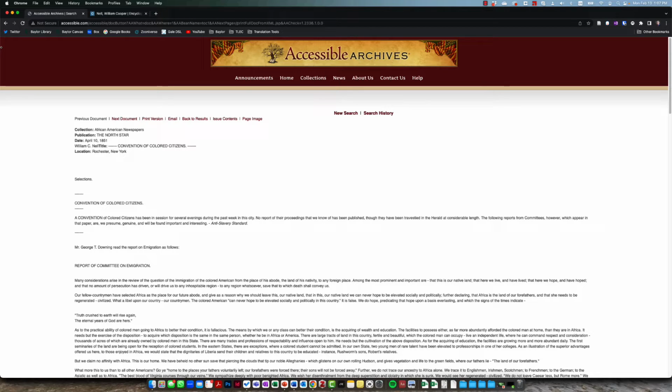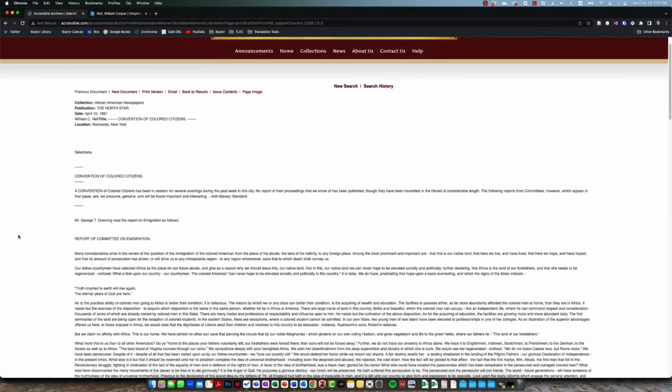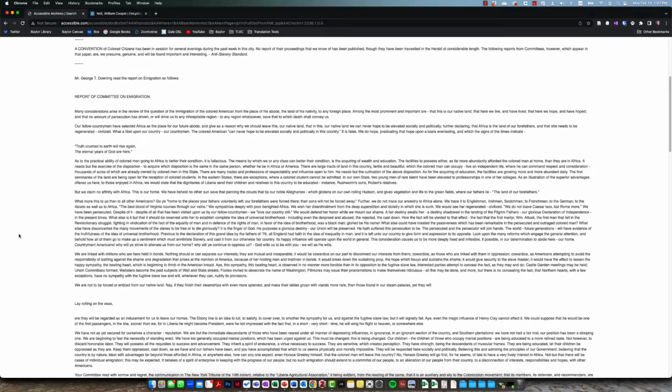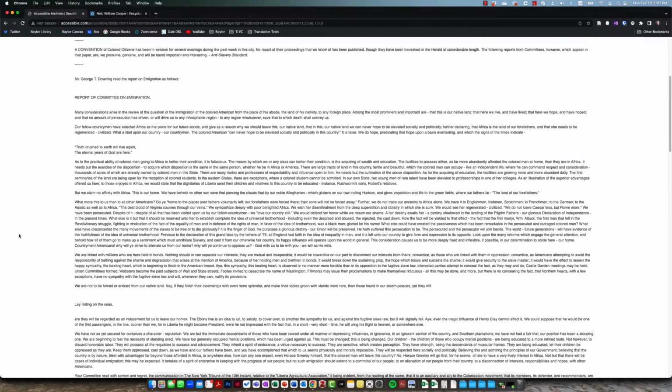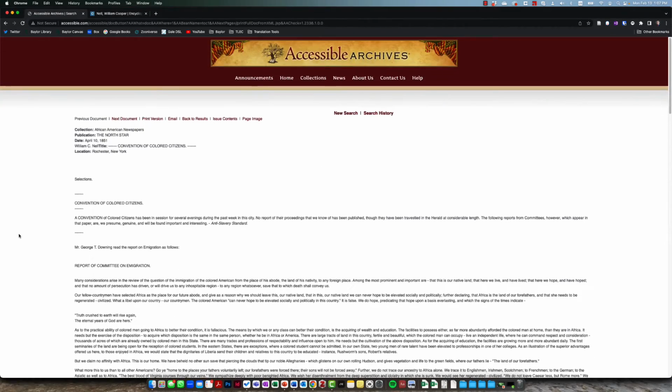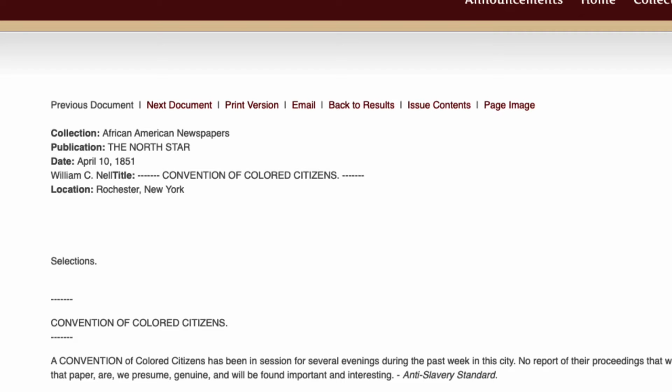First and foremost, we can see that we are seeing the newspaper article in a text form, right? Almost as a web page. You can see it here. And that's really good because it makes it really easy to read. The other thing that Accessible Archives does is it provides its metadata at the top of the web page. So this will help us answer some of these questions right away.